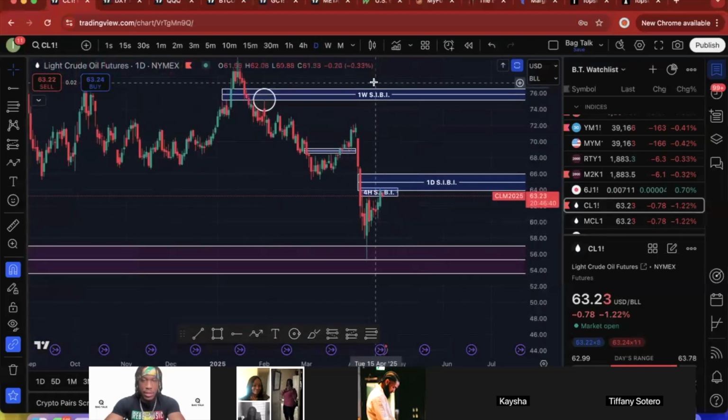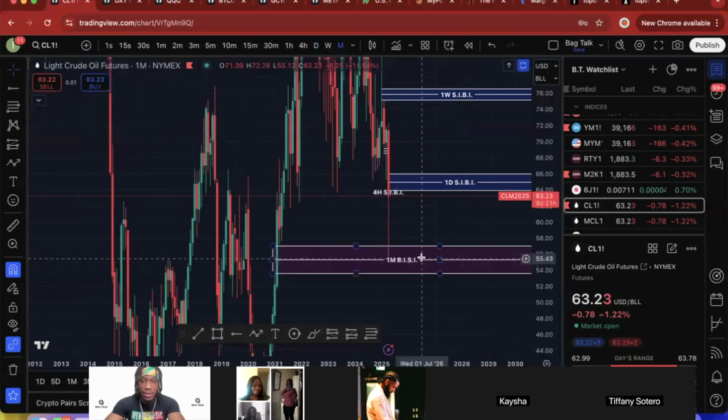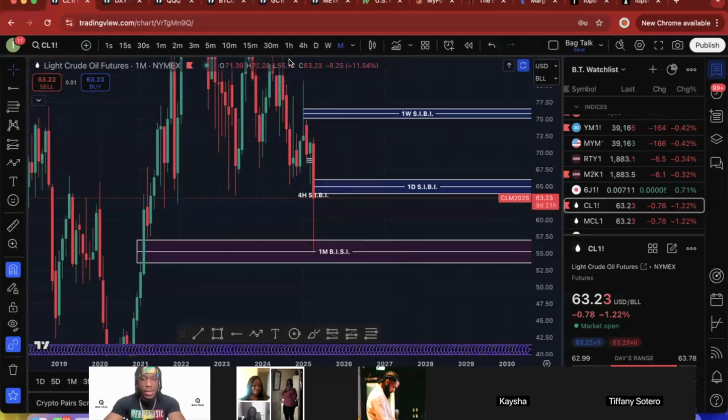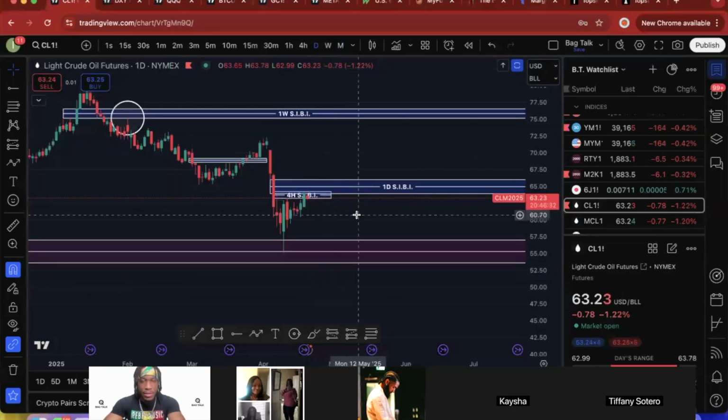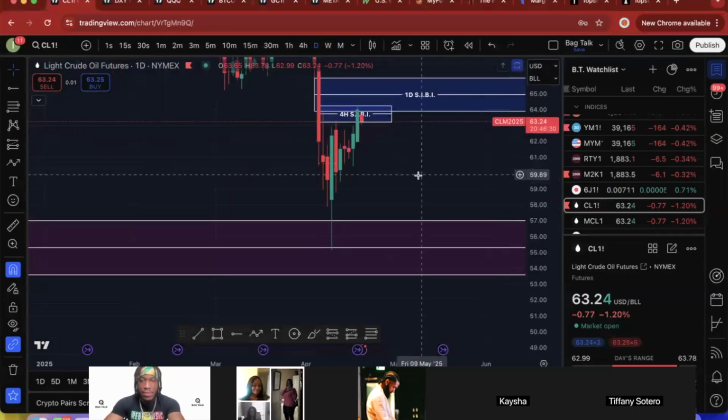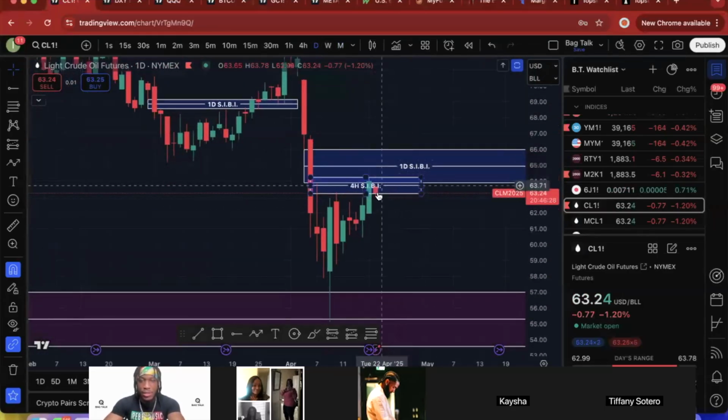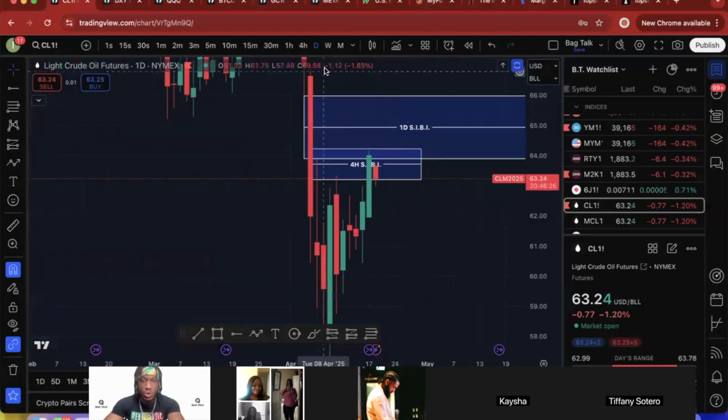What was I saying here? CL came into this area. We had targeted the monthly BISI. I kind of forgot what I was thinking about CL. I couldn't clearly see it, but I have some bearish inefficiencies listed. I think I'm watching these inefficiencies to see what price wants to do.